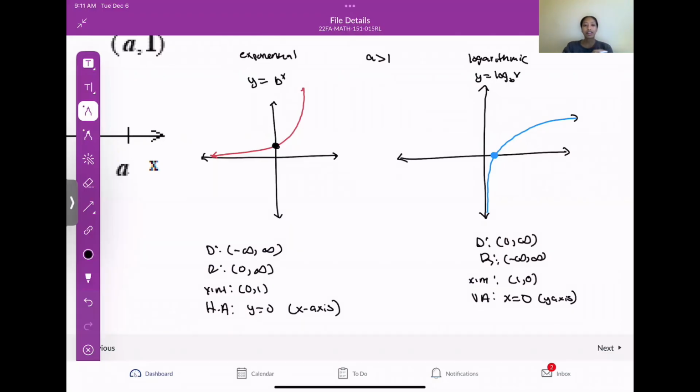So these graphs are exact opposites of each other because the functions are inverses. The domain and range switch. One has an x-intercept, one has a y-intercept, one has a horizontal asymptote, one has a vertical asymptote.